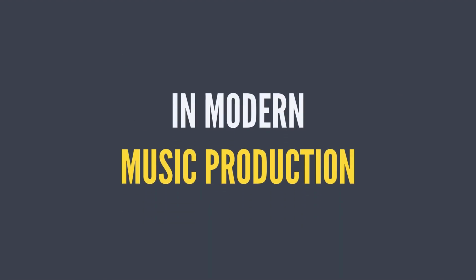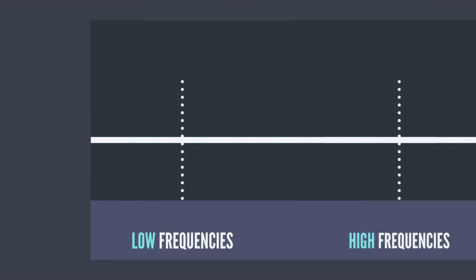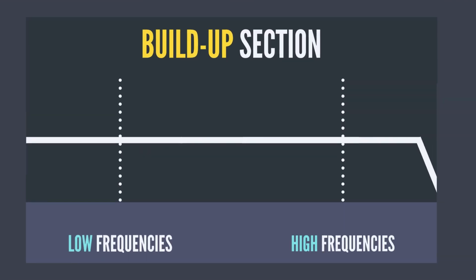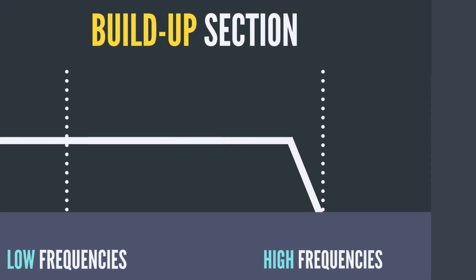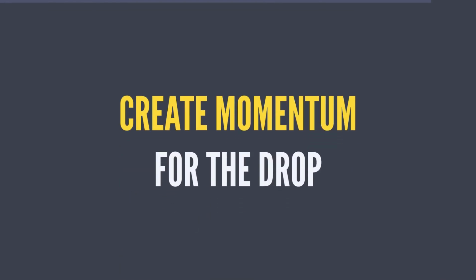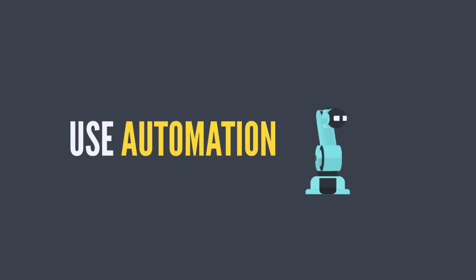In modern music production, it's common to add a filter on several instruments. For example, in the build-up section, you can cut out high frequencies and add them back over time to create momentum for the drop. The easiest way to achieve this is to use automation.